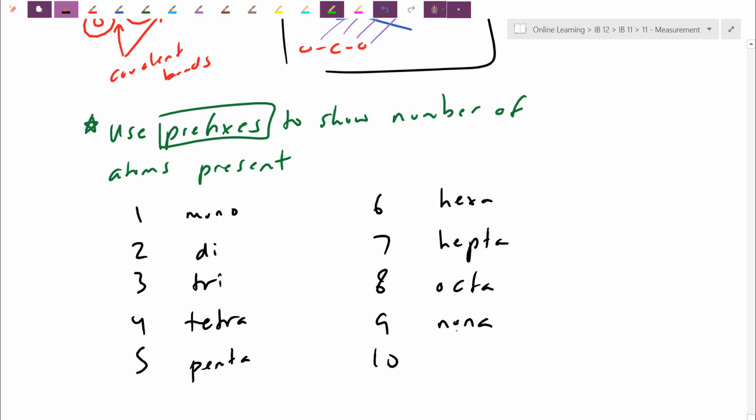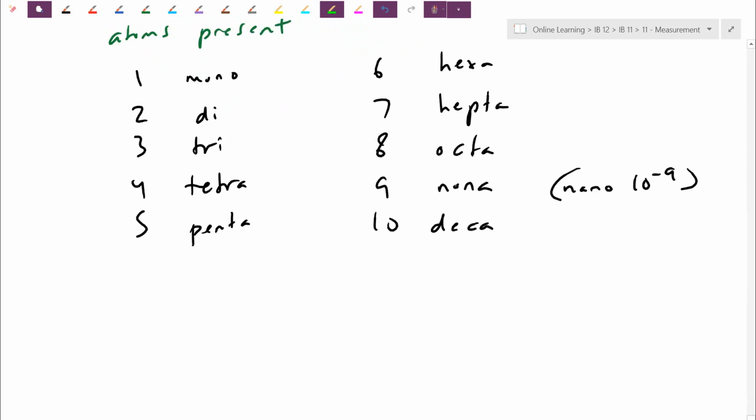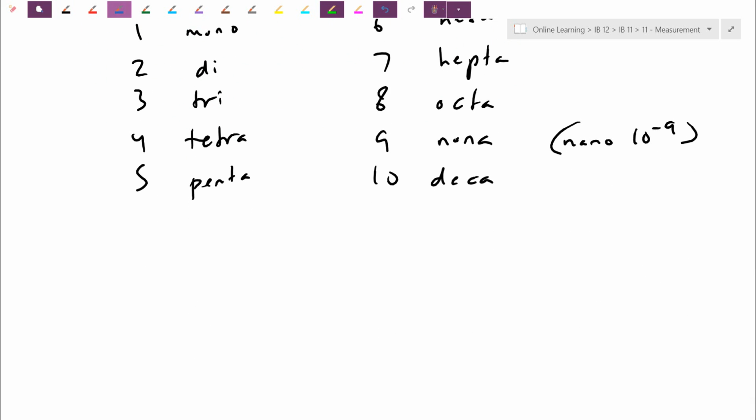Nona is 9. Careful, this is different from nano. Earlier, nano was the prefix for 10 to the negative 9. Nona is actually the prefix for having 9. And in this case here, deca, if you've ever seen a decathlon, is a 10-activity sport. They usually do it with the Olympics, things like that. So, as I'm doing this naming here, we don't need to check charges. There aren't any charges. We just use the appropriate prefix to tell you how many there are.